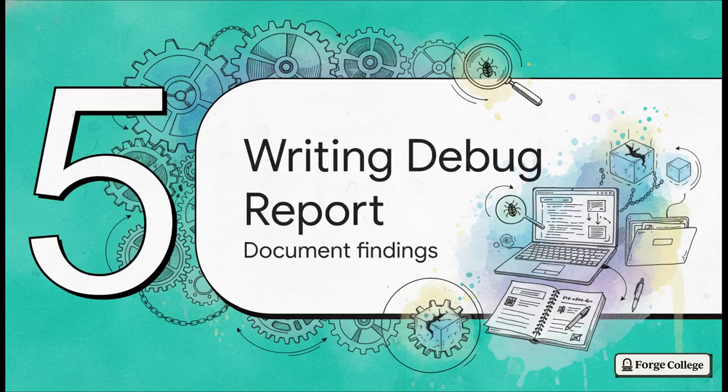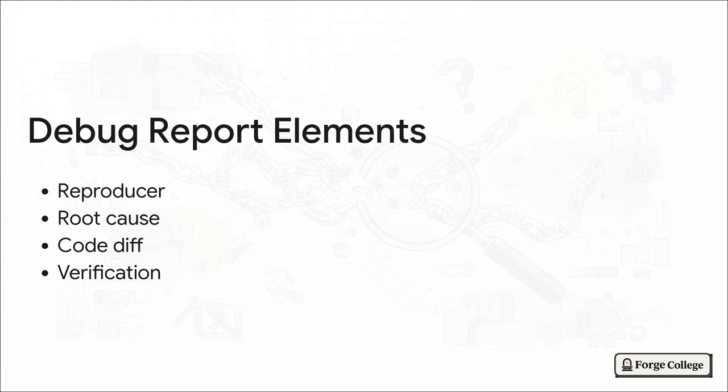We're almost done, but not quite. Section 5, writing the debug report. Document findings. Because just fixing the bug locally on your own laptop, that isn't enough. We have to document this case file so the rest of the team can review it and run the fix themselves. A proper debug report absolutely must contain these 4 bullets: a minimal reproducer script, a root cause analysis, a code diff for the fix, and clear verification steps.